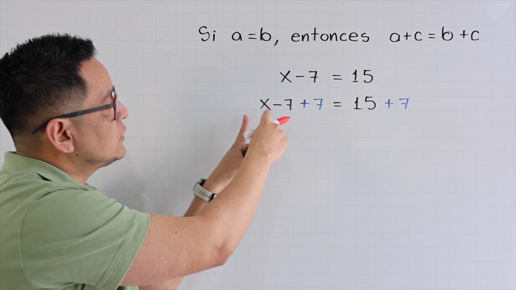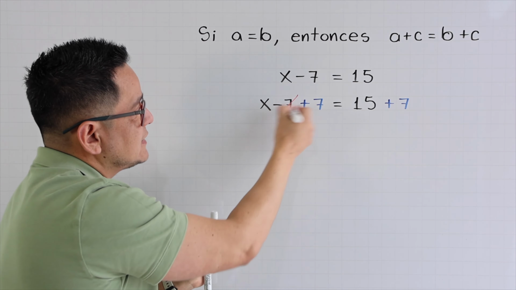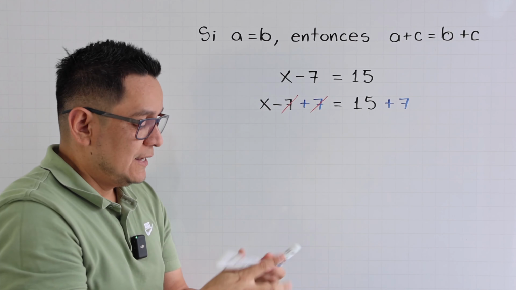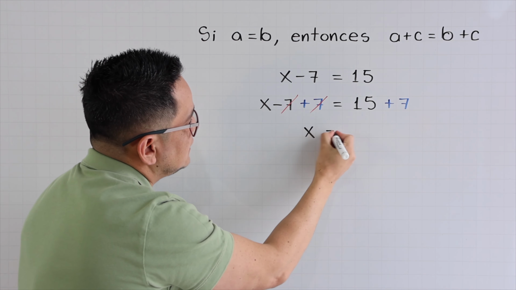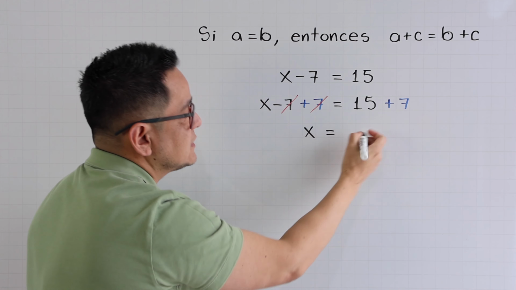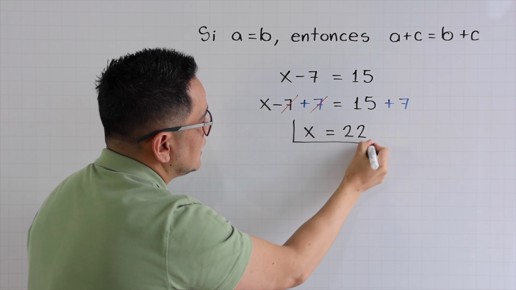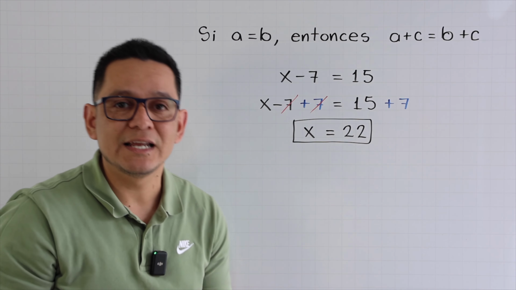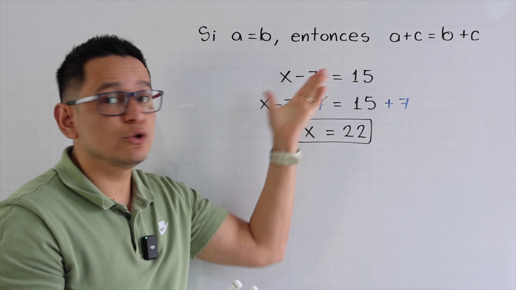Look, here I have x minus 7 plus 7, but minus 7 plus 7 is 0. So those two cancel out, and I'm only left with x on the left side. And on the right side, I have 15 plus 7, and 15 plus 7 is 22. As you can see, here I'm already solving the equation. But in order to solve it, I had to use this property.